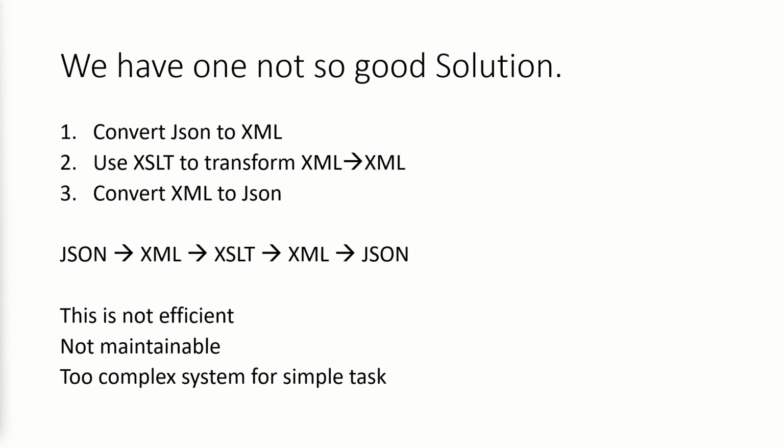To do that, we have one not-so-good solution. You convert JSON into XML, then use XSLT to transform XML to XML, and then convert the new XML back to new JSON. So it's JSON to XML, then XSLT transforms it into a new format of XML, and then you convert that XML back into JSON.